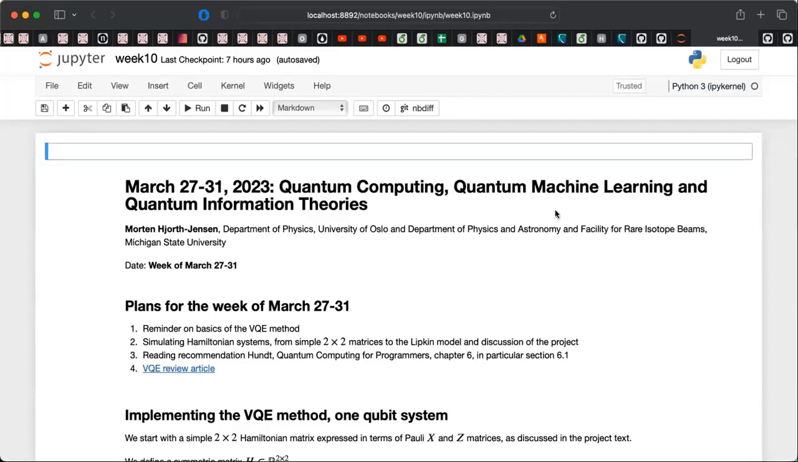Welcome back, everybody. The topic this week is to give you first a quick reminder on the VQE method and also how we're going to simulate these different Hamiltonian systems and why we end up with the procedure which we have.